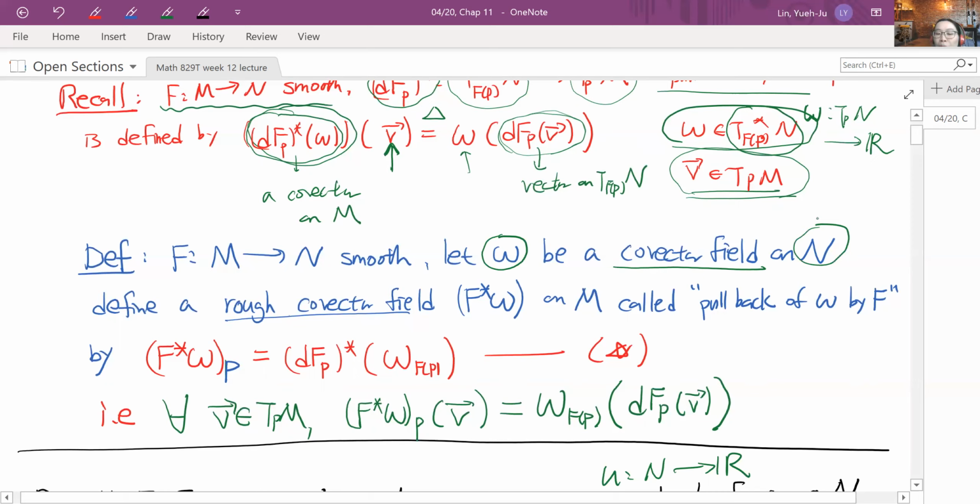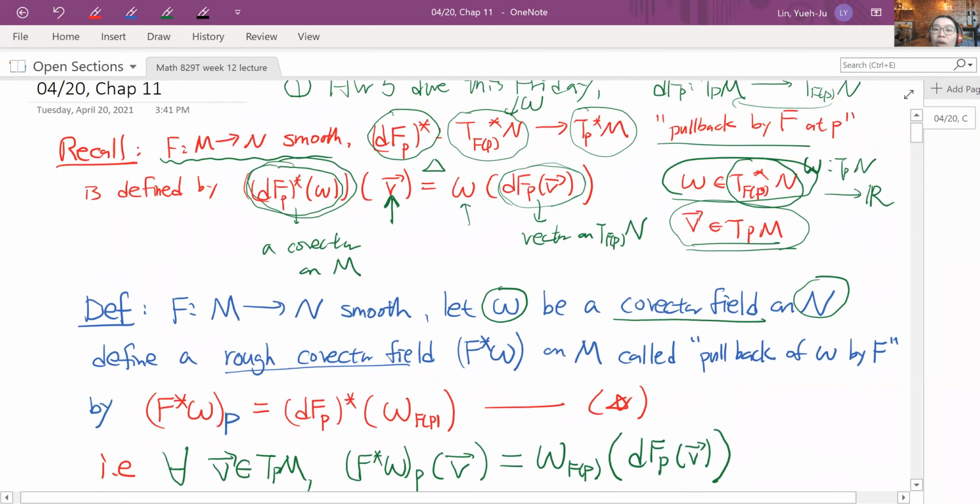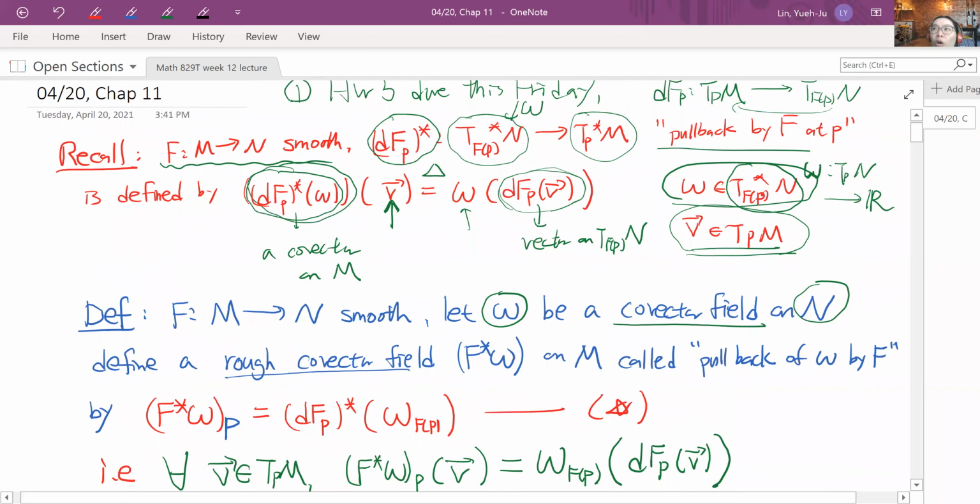So now I have a covector field on the codomain N, right? And when you do the pullback by the smooth map, last time we mentioned that the way we define pullback is always well defined. Meaning, if you later check, if you pull back a covector field, it will always be a covector field. There's no ambiguity about which point we're talking about. Because when we say pull back by F at P, we already know the corresponding image, it's F of P. So later on, you're going to see there's no ambiguity.